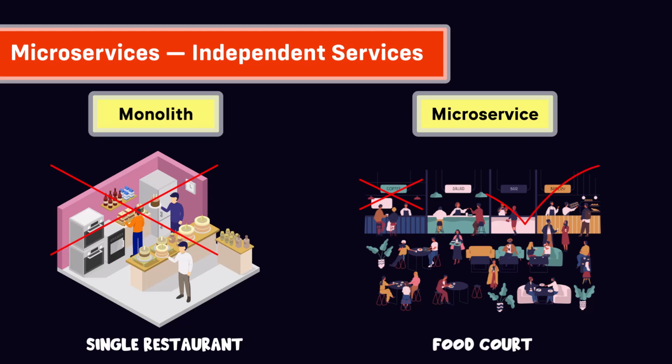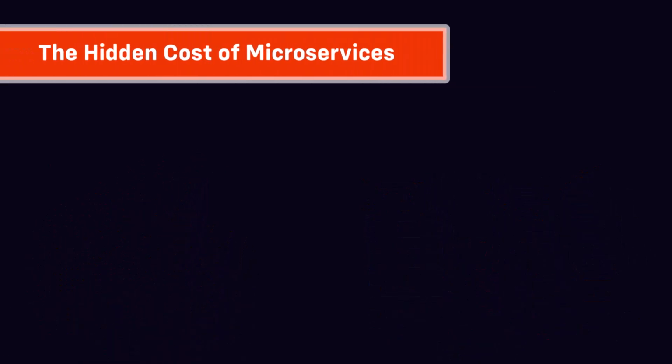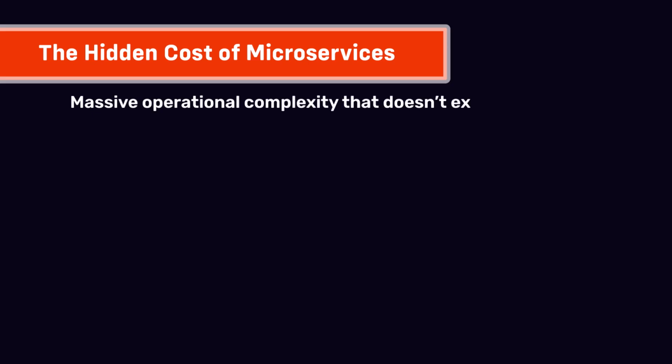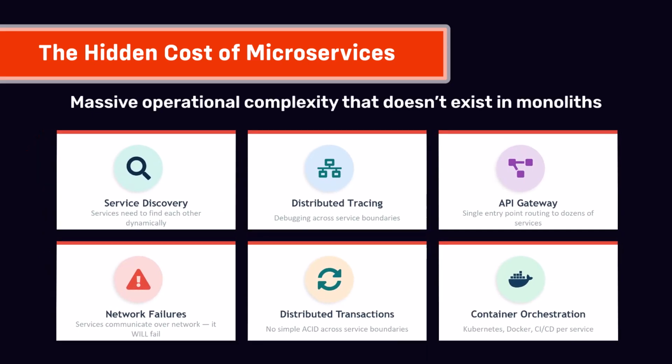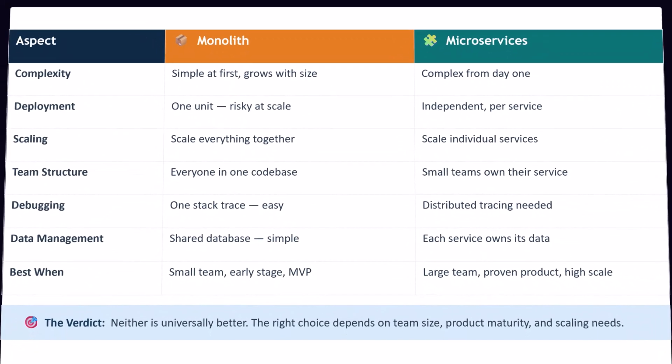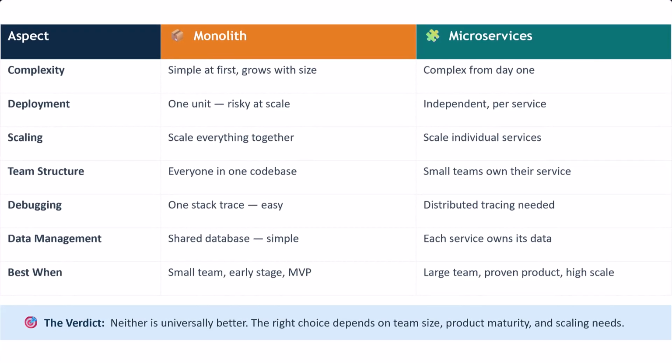But microservices come with massive complexity. Suddenly you need service discovery, you need distributed tracing, you need an API gateway, you need to handle network failures between services, you need distributed transactions. You need container orchestration with Kubernetes. The operational overhead is enormous in microservices. So this is the quick comparison of monolith versus microservices.